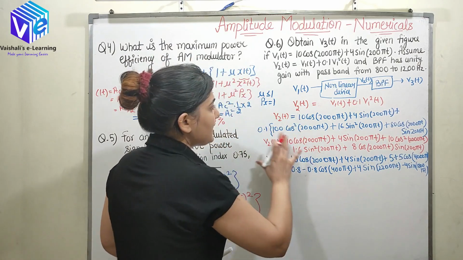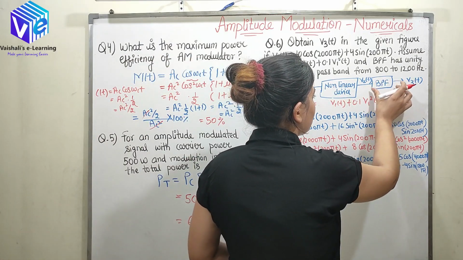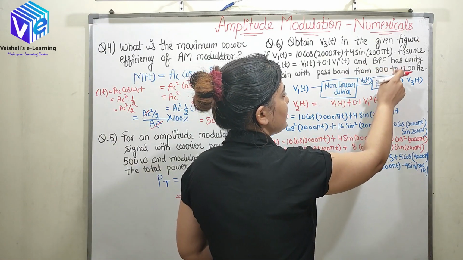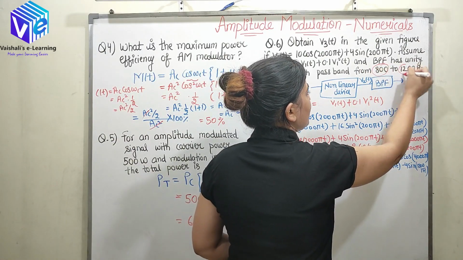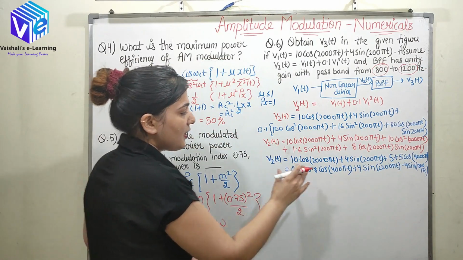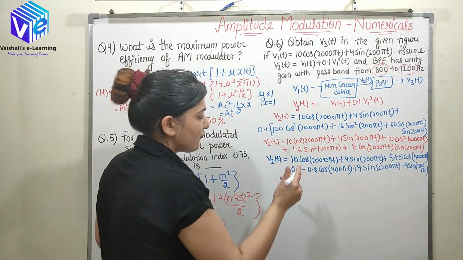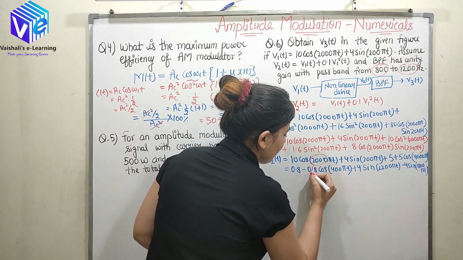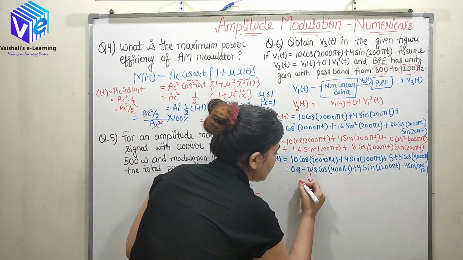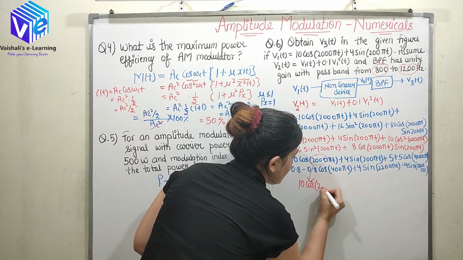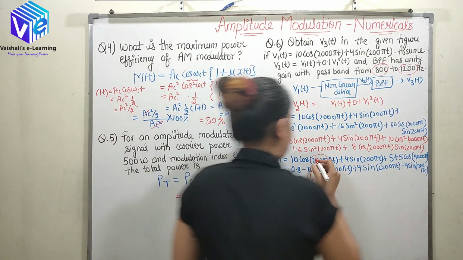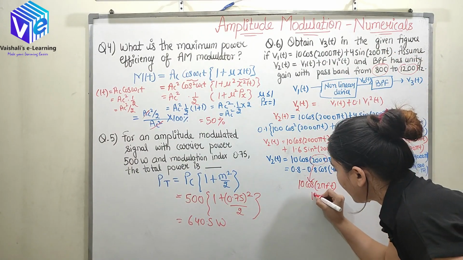So now I need to pass this V2(t) through the band pass filter, which has the frequency range from 800 to 1200. So let's see what the frequency is for the different signals. Here, what is the frequency? This can be represented as 10 cos 2 pi ft. So what is f? F here is 1000.